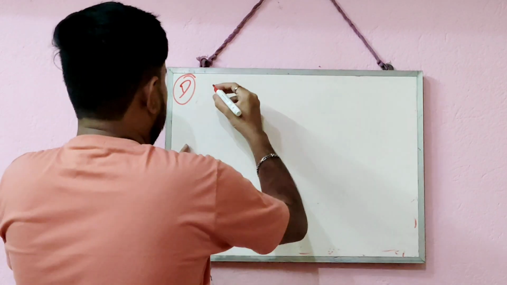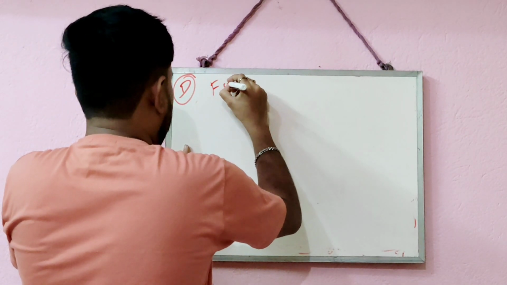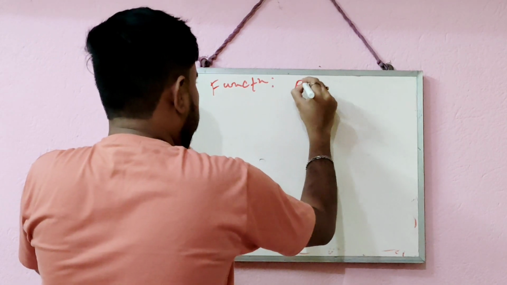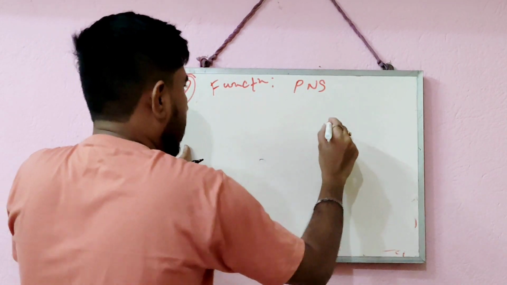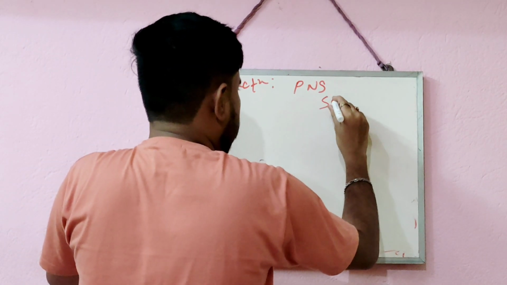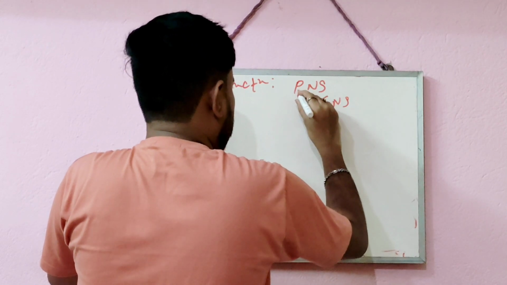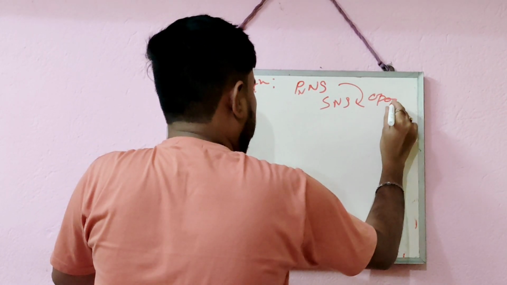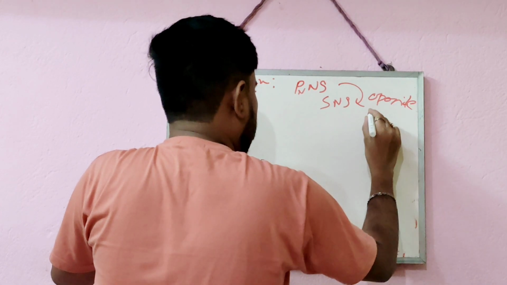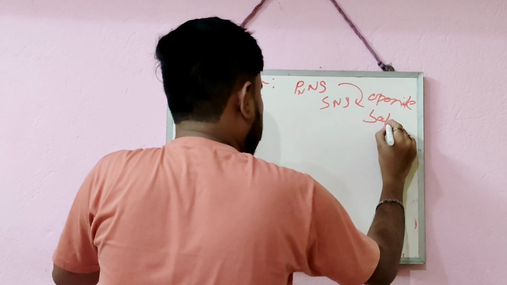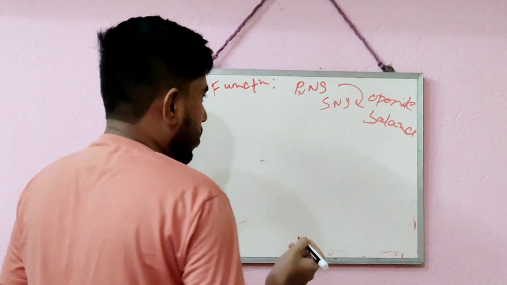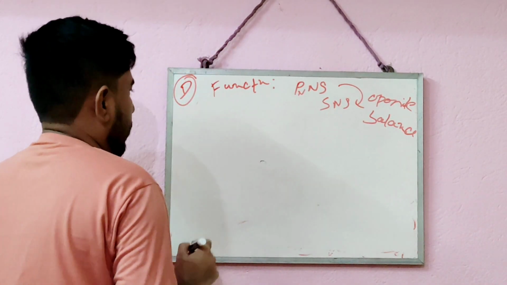So now we will discuss the different functions of these nervous systems, and I told you that the parasympathetic nervous system and sympathetic nervous system both act opposite, and by doing opposite functions they balance out the emotions in our body and all the functions of our body. So what are all those functions, that I will describe now.